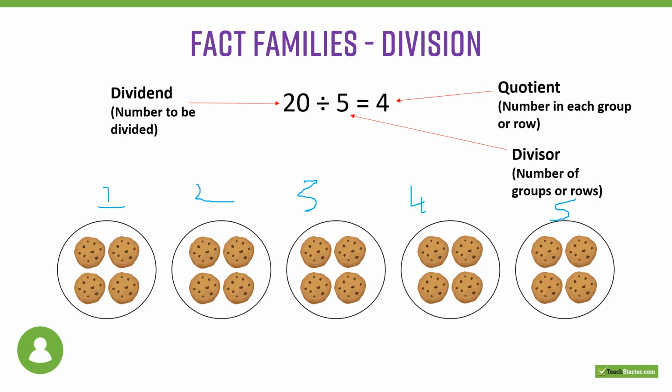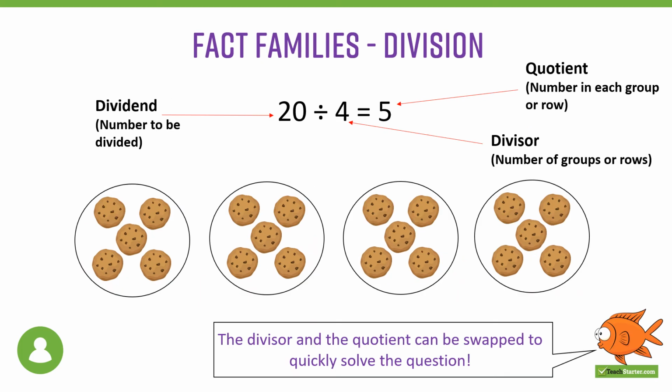If we were drawing an array, our 20 divided by 5 would just be our 5 rows, and there would be 4 cookies in each row. So we could still use our array from the previous slide. Our next division fact would be swapping those smaller numbers around. So this time, instead of having 5 groups, we've got 4 groups. 1, 2, 3, 4. But we have 5 cookies in each group.